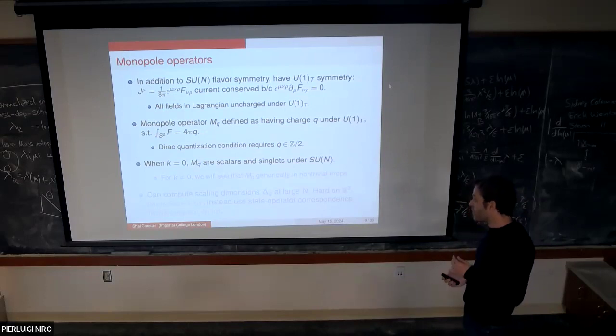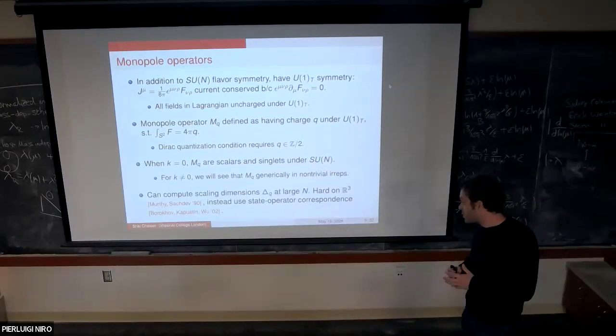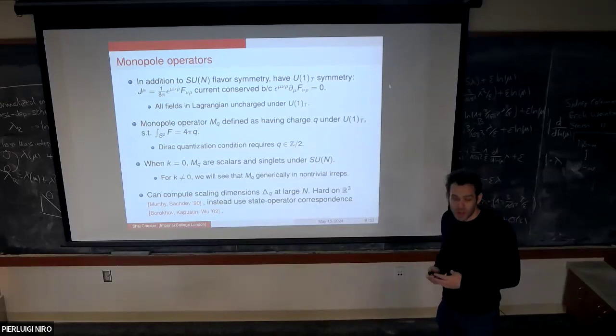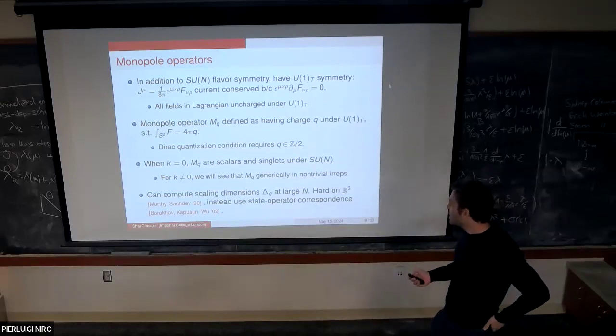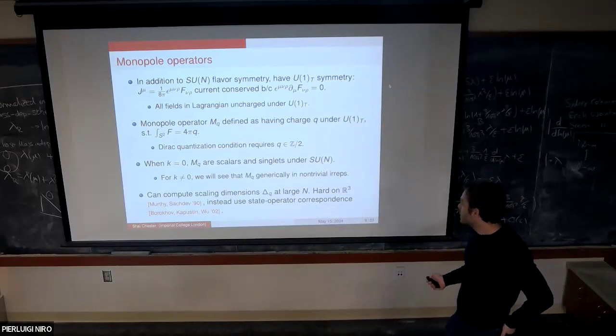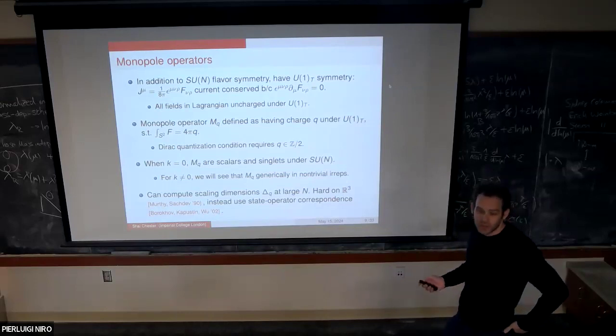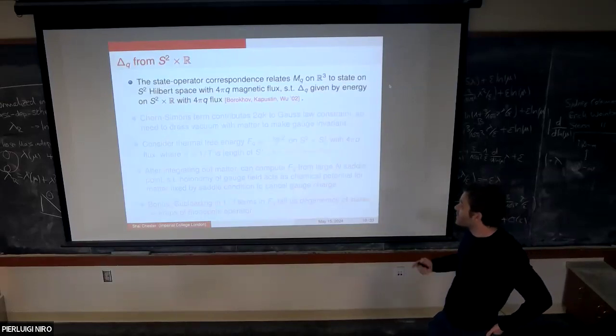So when the Chern-Simons level is 0, as we will see, these monopole operators are scalars and singlets under the SU(N) flavor symmetry. When the Chern-Simons level is non-zero, though, we will find that they're in non-trivial representations of the flavor symmetry. Anyways, the point, though, is that you can also compute the scaling dimensions of these monopole operators in a large flavor expansion. This was originally shown back in 1990, actually, through a very hard calculation in flat space. The method we use, though, is the more modern version from the early 2000s by Kapustin et al., which uses the state-operator correspondence.